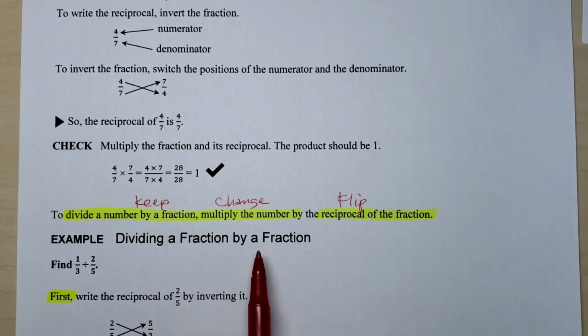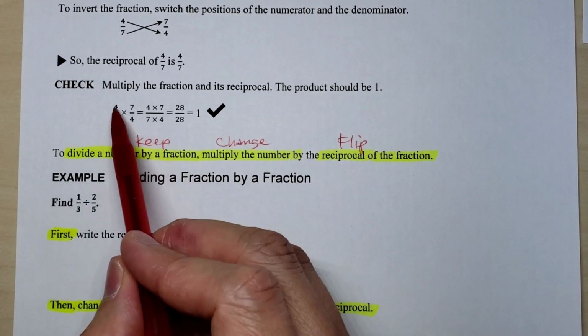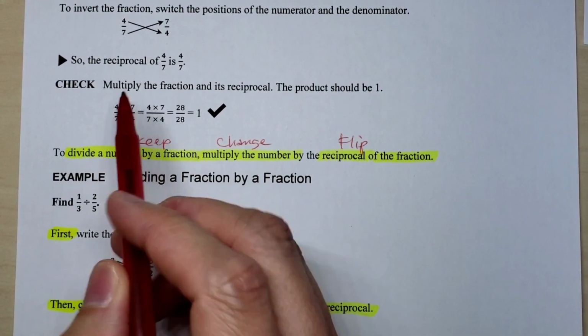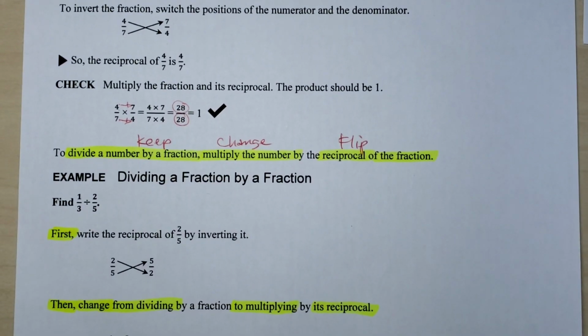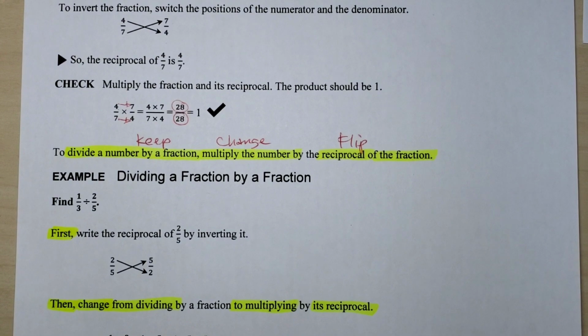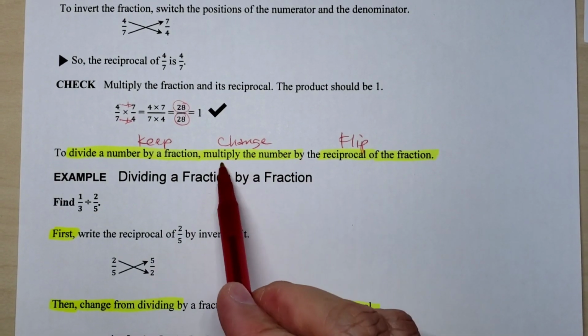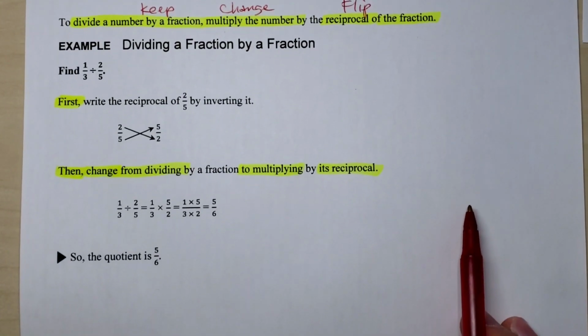So why does it work? Because when you see here 4/7 times 7/4, if you multiply straight across, that will give you 28/28, which is equal to 1. So to divide a fraction, you multiply by its reciprocal. So let's see some examples.